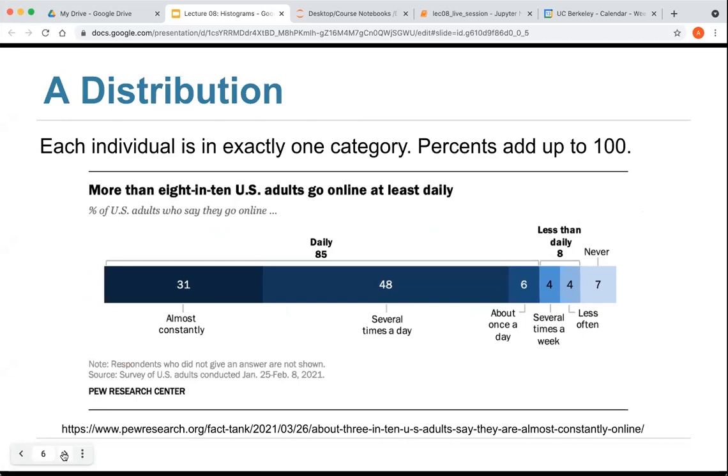Okay, so now what is this? This is the result of a survey, which was about how often US adults go online. Look at that visualization. It's a modern bar chart. We have our bars one on top of the other. We have horizontal bars, and you've seen vertical bars.